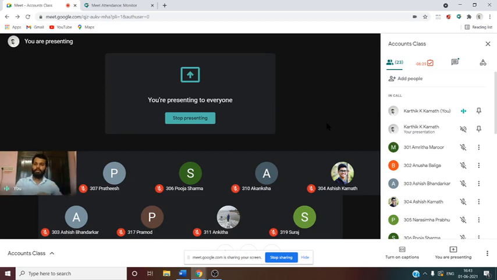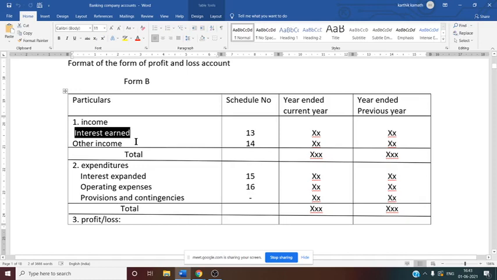That is why under EMI, equal monthly installment, whatever we pay every month. Suppose you have taken a loan, let us say the EMI for 10 lakh is 10,000 rupees. In the initial 2 to 3 years, we'll assume that out of that 10,000 rupees, you are paying 7,500 as interest. Only 2,500 you are paying towards the principal amount. That is how the bank earns interest. So it is an income to the bank. You have to write here, interest earned, schedule number 13.